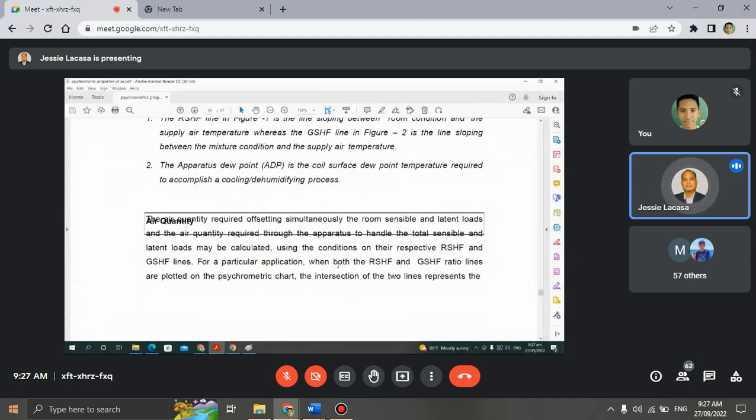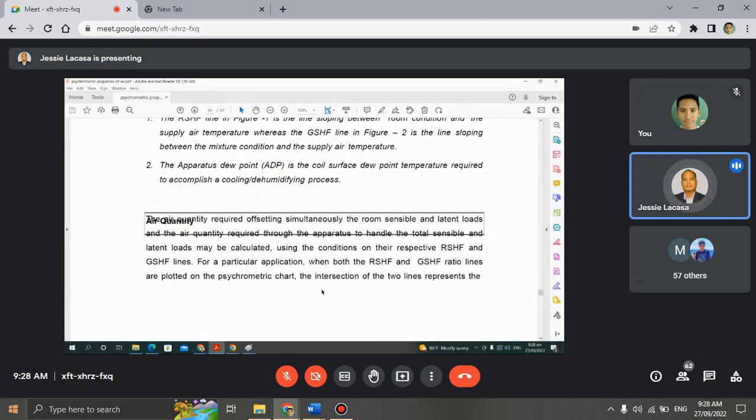So the air quantity. The air quantity required for satisfying simultaneously the room sensible and latent loads, and the air quantity required through the apparatus to handle the total sensible and latent loads, may be calculated. So ato i-determine pila ka CFM ang air nga atong gikinahanglan para enough siya, no? So to supply the requirement of the room, using the conditions on their respective RSHF and the GSHF lines.